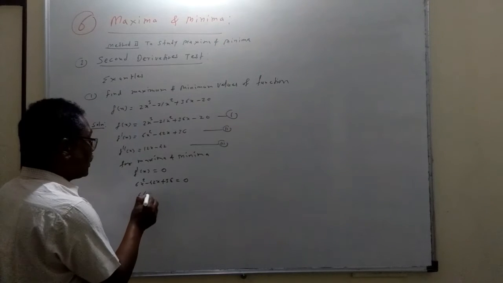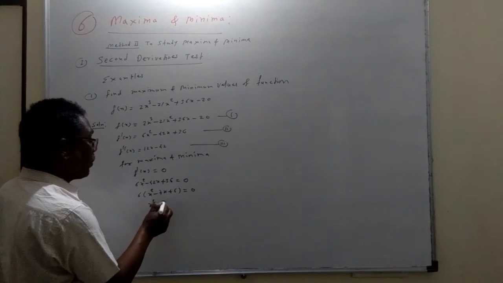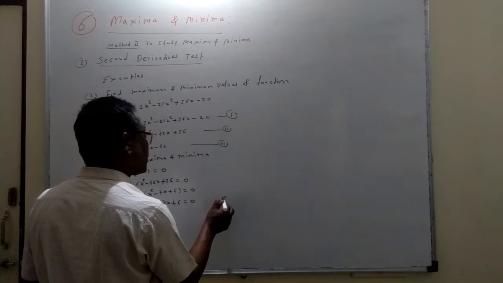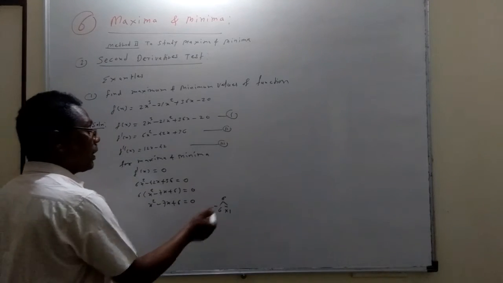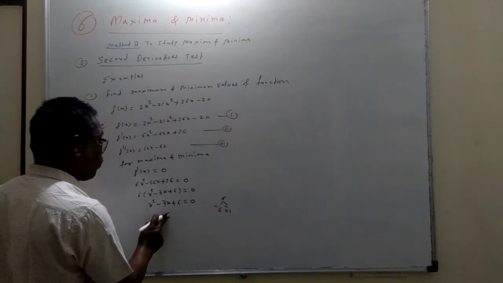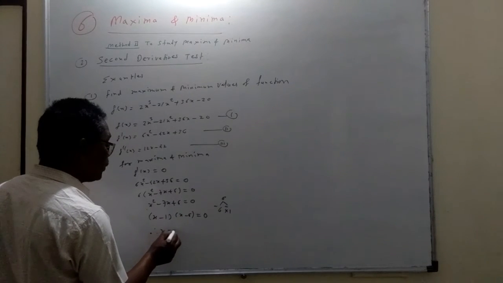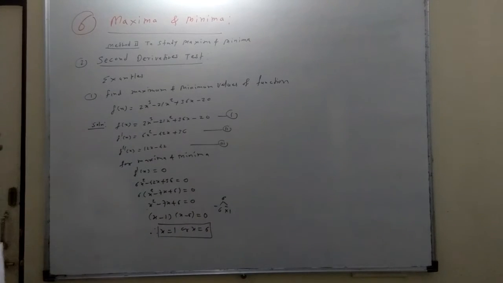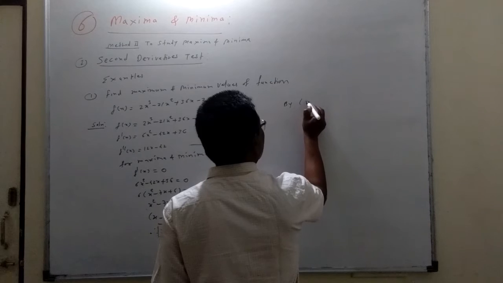So 6 we take common outside, so x square minus 7x plus 6 equals 0. Now factorize this 6. So 6 will factorize as 6 into 1. Here both are minus: minus 6 minus 1 is minus 7, and the product is 6. So the factors are x minus 1 and x minus 6 equal to 0. Therefore x is equal to 1 or x is equal to 6. So these are the points on the curve. Now apply Lagrange's conditions.